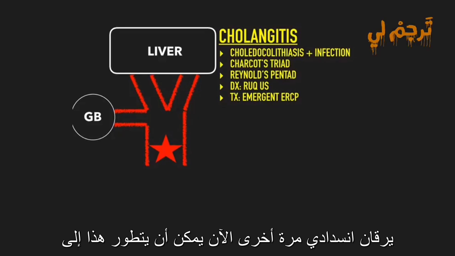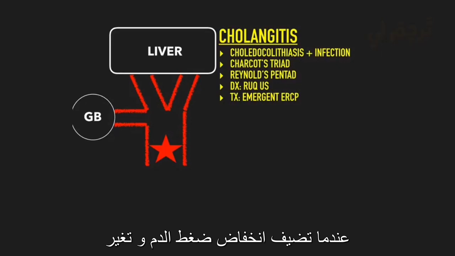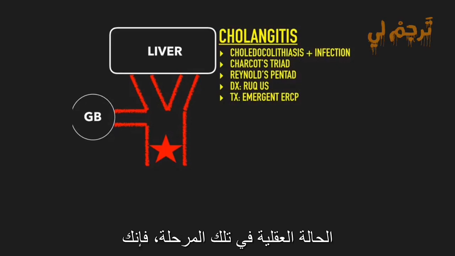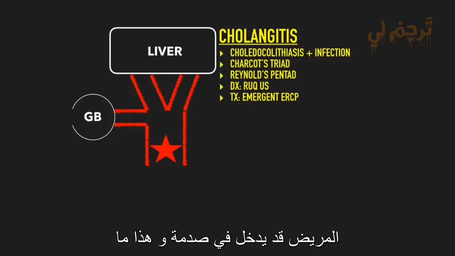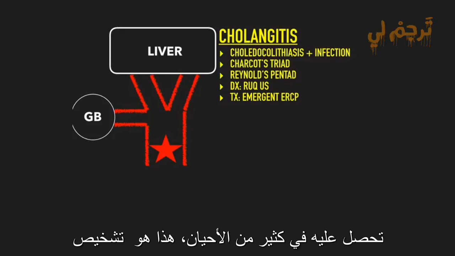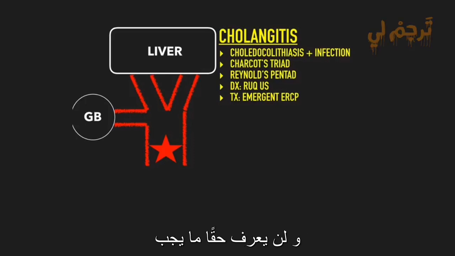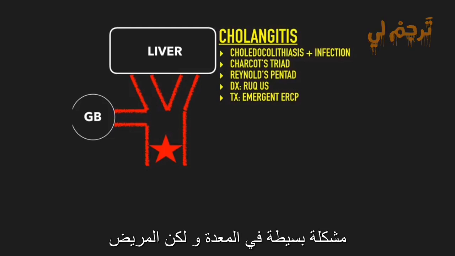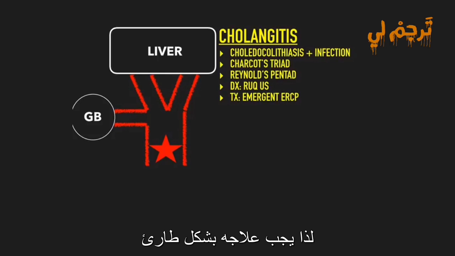Now, this can progress to something called Raynaud's pentad, and that is when you add hypotension and altered mental status. At that point, you're progressing into the realm of this patient might be going into shock. Oftentimes, this is a misdiagnosis because someone will come in with right upper quadrant pain, and they won't really know what to do or what to look for. Maybe they'll think it's just a basic stomach issue, but the patient is quickly progressing through these stages and moving into shock. So it's got to be treated emergently.